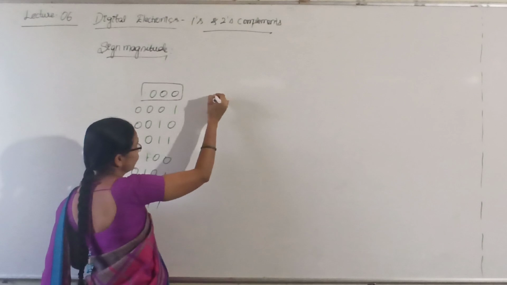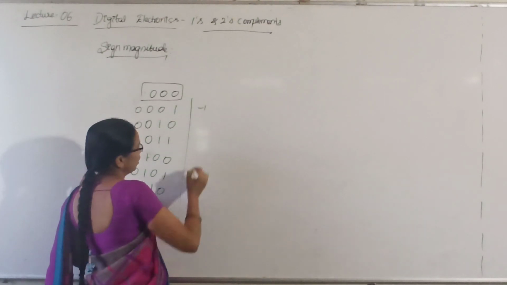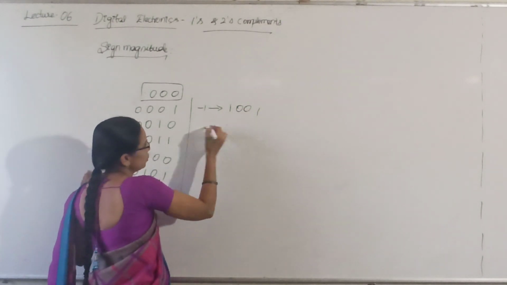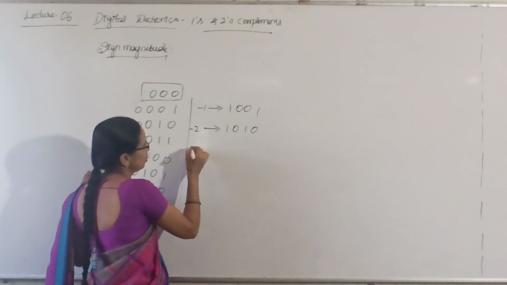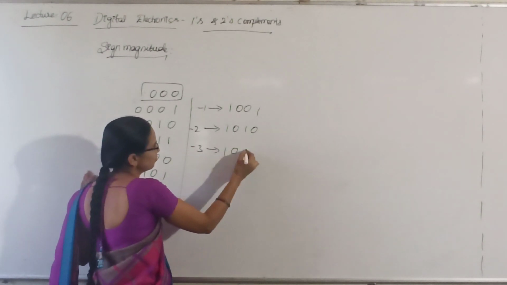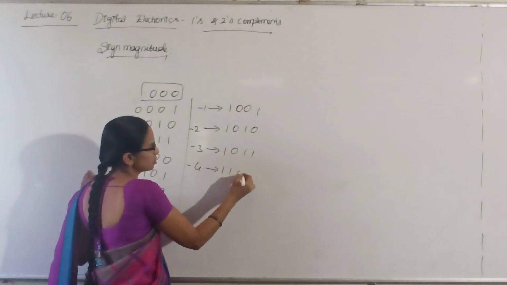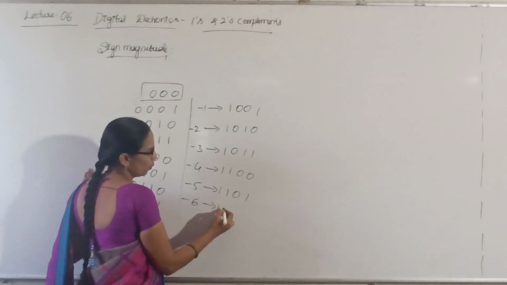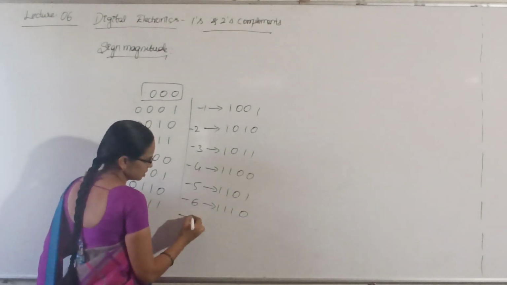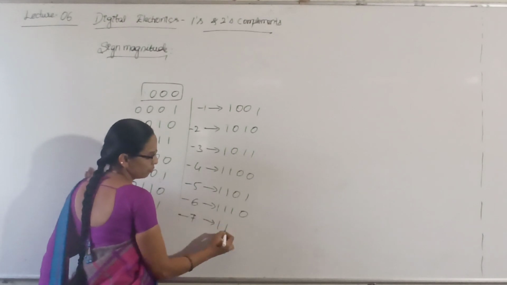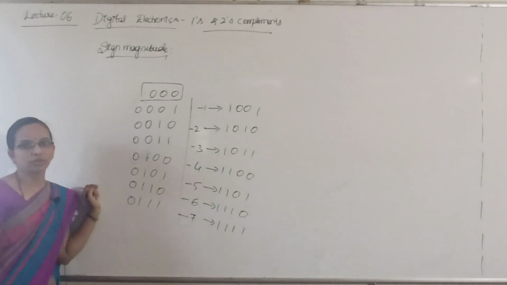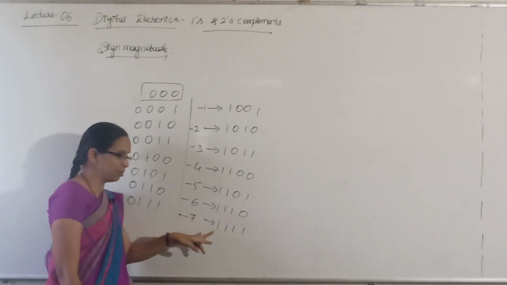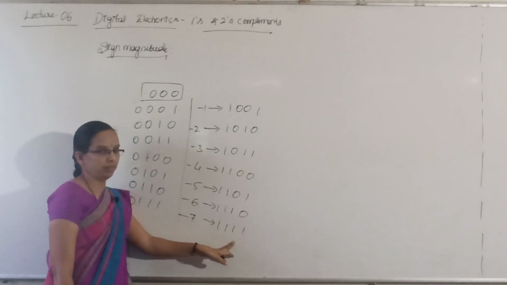If it is minus 1, it will be represented as 1, 0, 0, 1. Minus 2 is 1, 0, 1, 0. Minus 3 is 1011, minus 4 is 1100, minus 5 is 1101, minus 6 is 1110, minus 7 is 1111. Okay, in unsigned numbers this was our 15, whereas in signed numbers this is our minus 7.